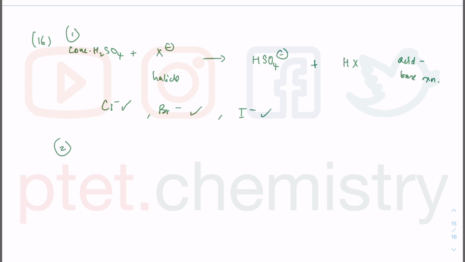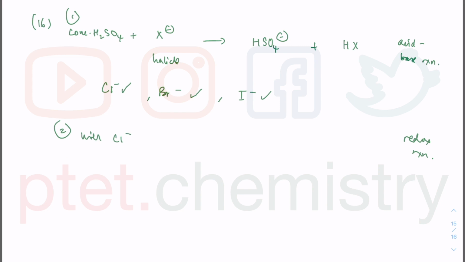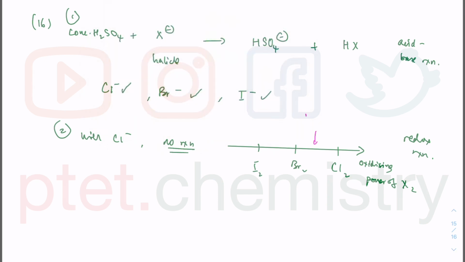Alright, but then the other thing is redox reaction. With Cl minus, no reaction. So this is the oxidizing power of the halogen, so chlorine, bromine, and iodine, and conc sulfuric acid comes somewhere in between there. So conc sulfuric acid cannot oxidize chloride to chlorine, but it can oxidize bromide to bromine, it can oxidize iodide to iodine. And remember that in this product, simply an acid-base reaction product, you still have X minus 1 oxidation state, so there's no redox there.